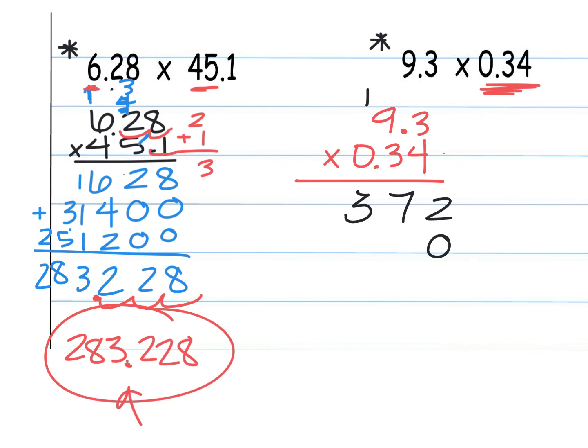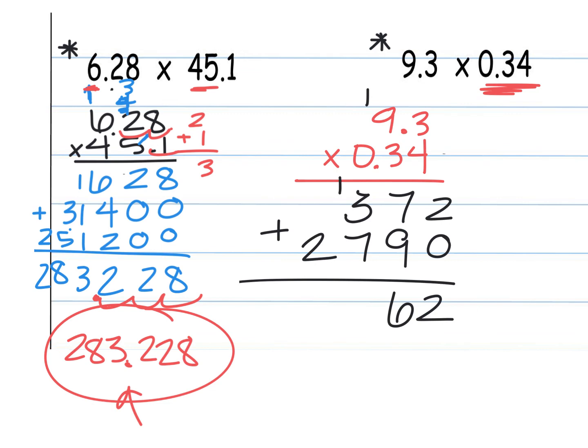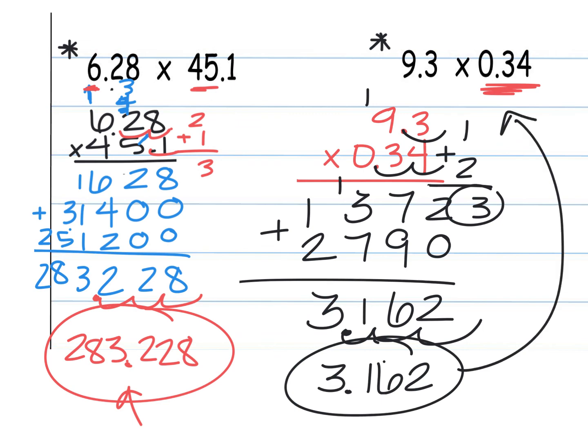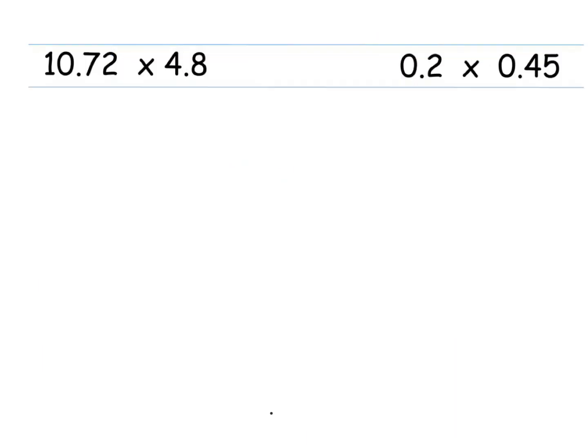3 times 3 is 9, and then 3 times 9 is 27. Add those together. 7 plus 9 is 16, and we have 11, 3. So I go in 1, in 2, 1 plus 2 is 3, 1, 2, 3. 3 and 162 thousandths, which makes sense because 34 hundredths of 9.3 should be less than half.